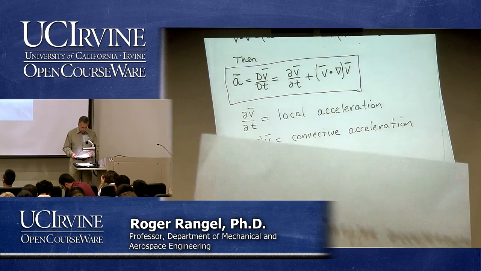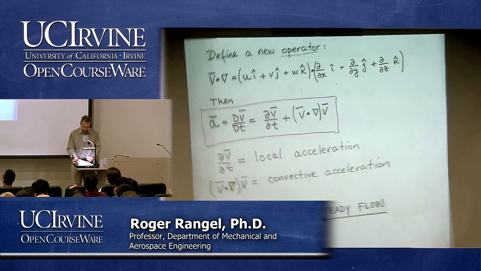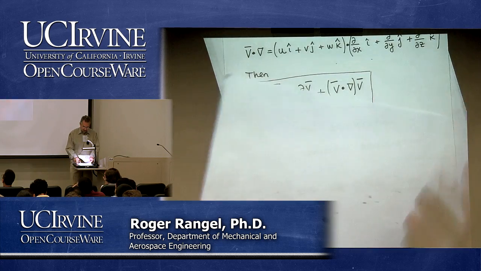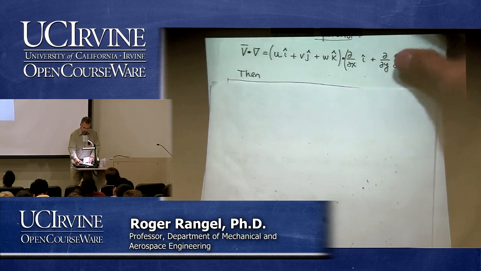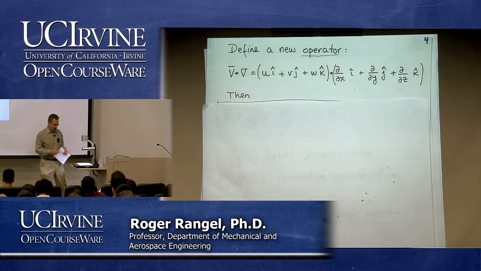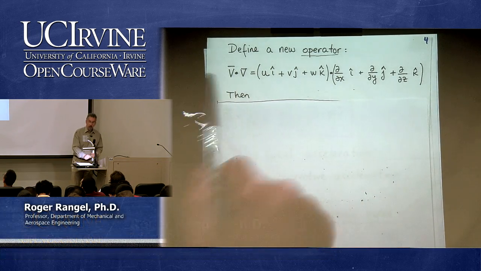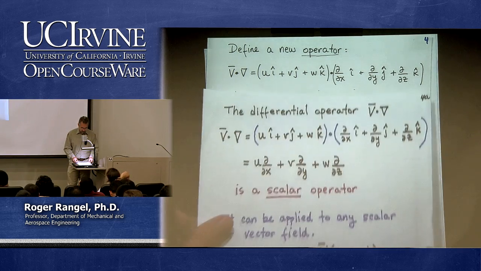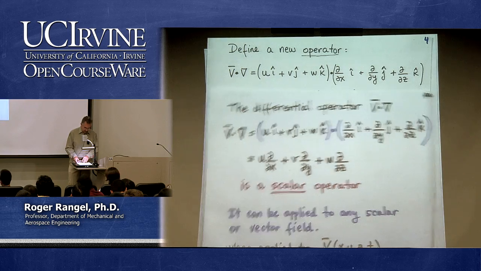And so we had this last time. It'll probably be good for you if you hear it again, right? So we ended the lecture by defining this operator, the dot product of the velocity vector with the gradient operator. So when you do that, let's repeat it right here.